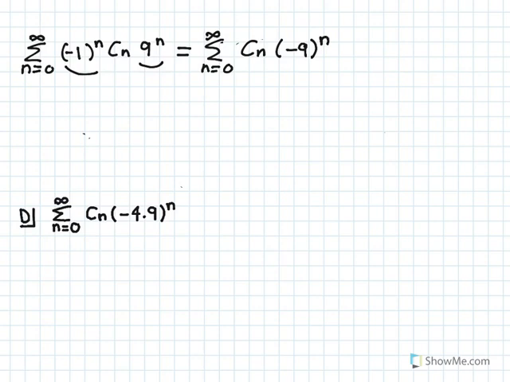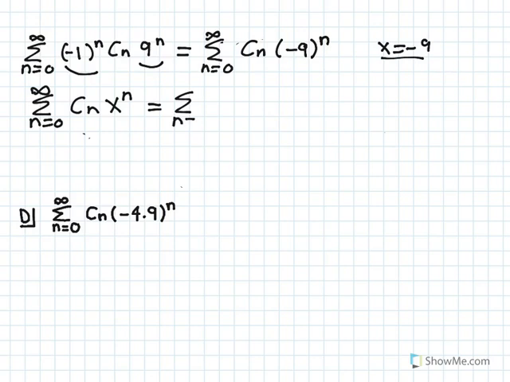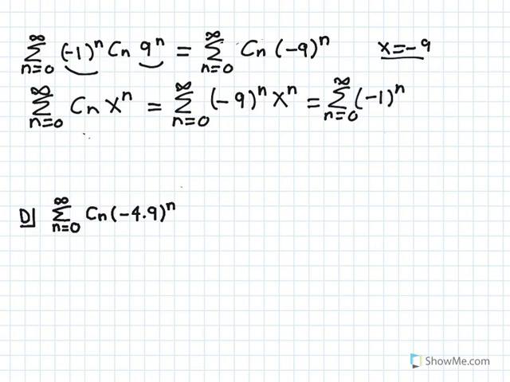So what value of x do we plug in? Clearly, x equals negative 9. If we plug in x equals negative 9 into the power series, summation n equals 0 to infinity, c sub n, x to the n, we're going to get summation n equals 0 to infinity, c sub n, negative 9 to the power of n, and with a bit of algebra, we will get question C: negative 1 to the power of n times 9 to the power of n. So clearly, plugging in x equals negative 9 gives us that power series.